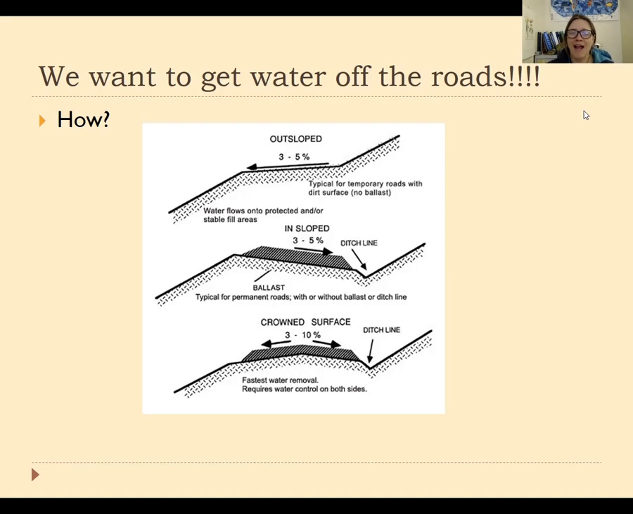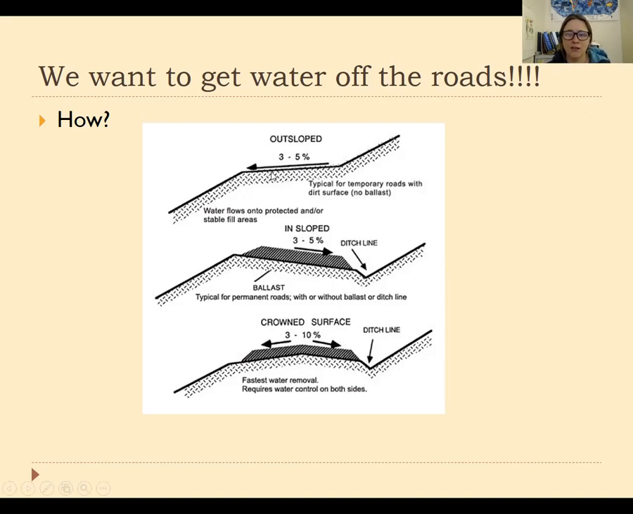And so you can do this by outsloping, you can do this by insloping, or you can do this by having a crowned surface, which is more typical in a bigger road, like freeways and stuff are built like this. But an outslope road is basically where the surface of the road that you're driving on actually isn't flat, but it's tilted with the slope of the road.